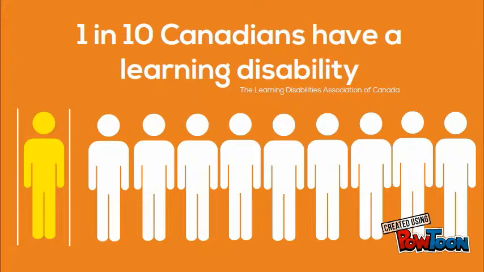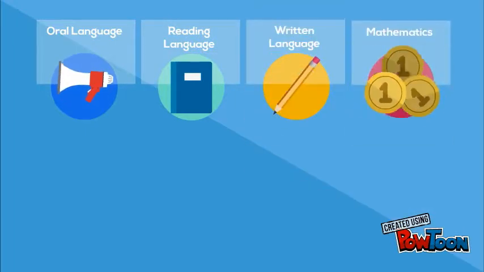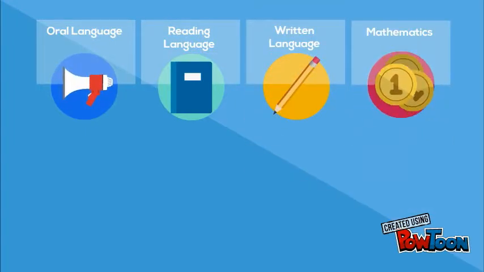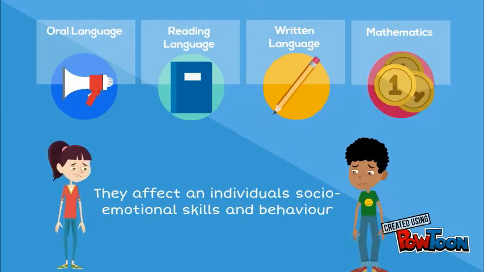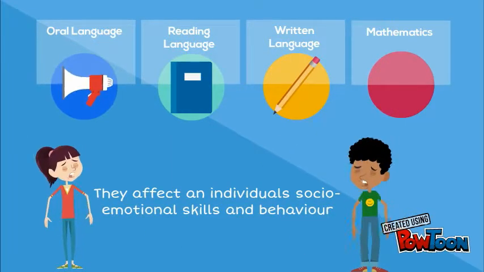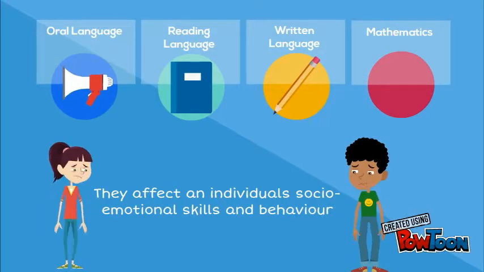The Learning Disabilities Association of Canada states 1 in 10 Canadians has a learning disability. They range in severity and may interfere with the acquisition and use of one or more of the following: oral language, reading, written language, mathematics. Learning disabilities not only affect an individual's academic ability, but also affect their socio-emotional skills and behavior. They often coexist with other conditions, including attentional, behavioral, emotional disorders, sensory impairments, and other medical conditions. Learning disabilities usually follow an individual into adulthood. People do not grow out of them, but learn how to effectively manage their disabilities.